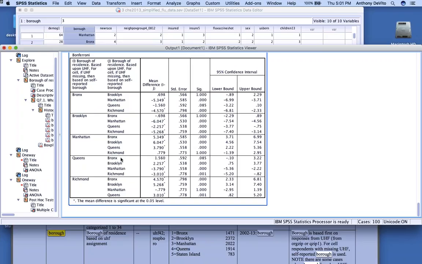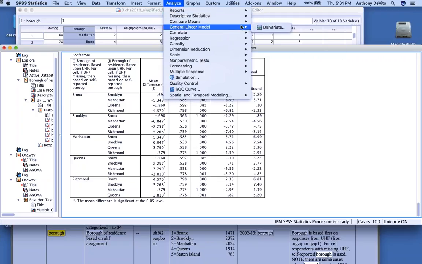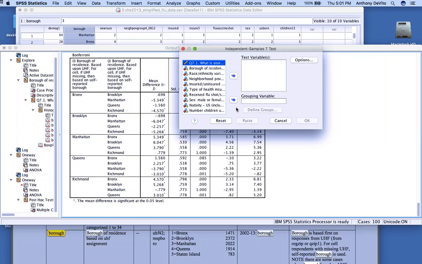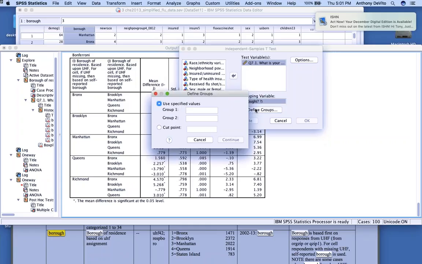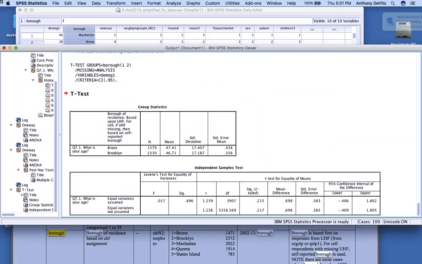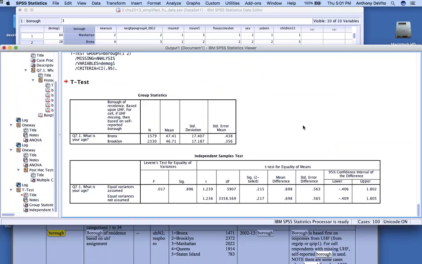If it had only been 2 groups, if we were only comparing Brooklyn to Queens, we would have used the t-test instead. We would have gone up here to Analyze, Compare Means, Independent Samples t-test, and we would have chosen the Bronx and Brooklyn. We would have done exactly the same thing: age, borough of residence, and then over here, define groups. I would have only put in 2 numbers, a number for whatever it was. What was it again? Bronx and Brooklyn were 1 and 2. And that would do a t-test for us instead of an analysis of variance.